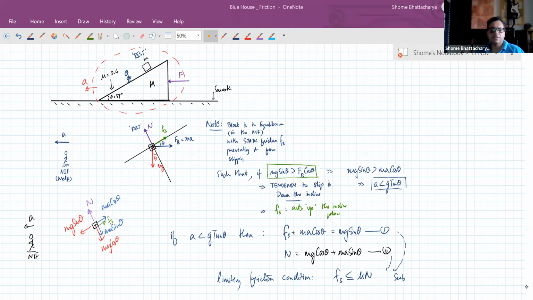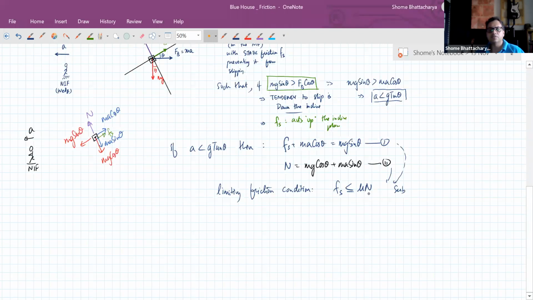Now on these equations we apply the limiting condition. What is the maximum friction we can get? mu n. That means the amount of static friction should be less than or equal to mu n. So substitute this. How much is the static friction from equation 1? It is mg sine theta minus ma cos theta. That is the amount of static friction the system is using. But what is the available amount of friction for us? It is mu into n, where n, from the second equation, is the sum of mg cos theta plus ma sin theta. Okay.